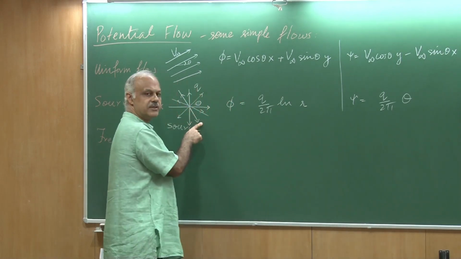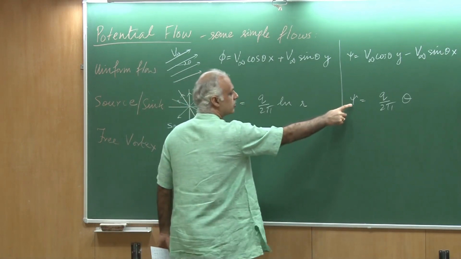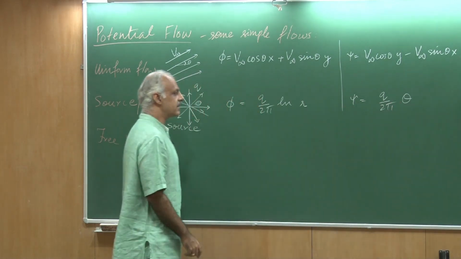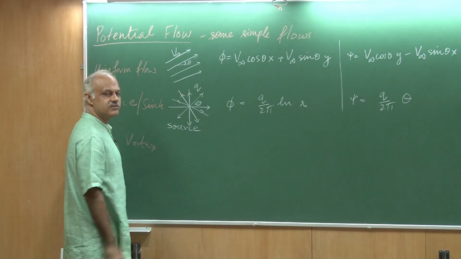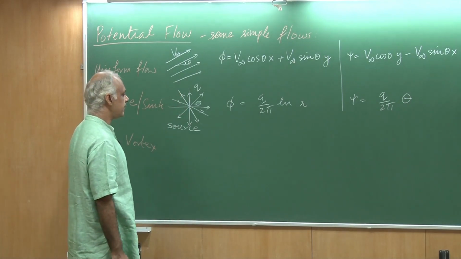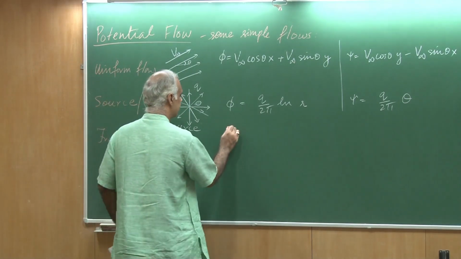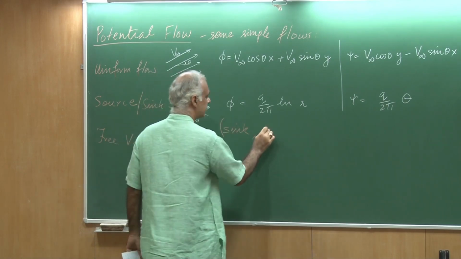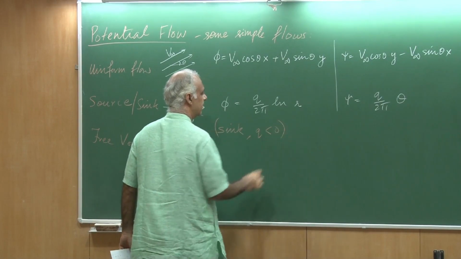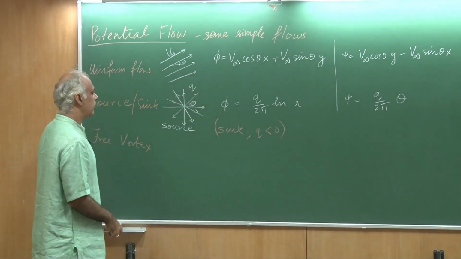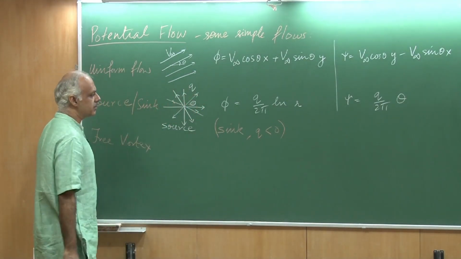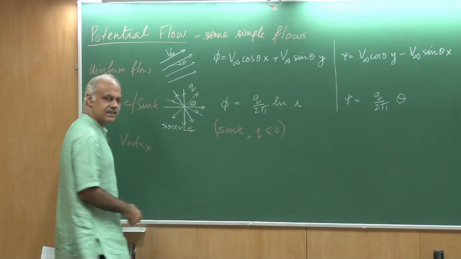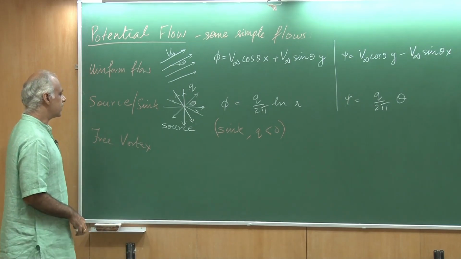Notice the streamlines are psi equal to constant lines, and they in fact imply theta is constant, which means they are lines which are radially outward. If I wanted to do a sink, then all I have to do is that Q has to be less than 0. So then the direction of the streamlines would be reversed, and instead of the flow going radially outward, for a sink the flow would come radially inward.